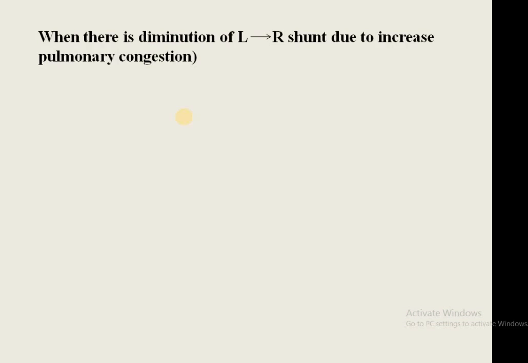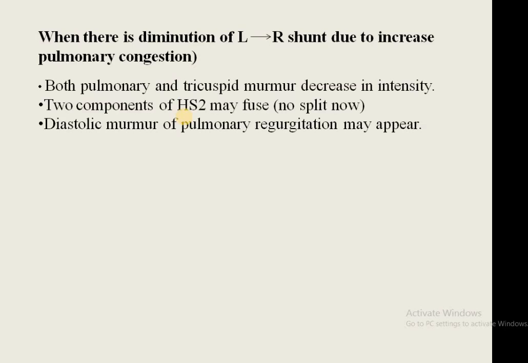Now, left to right shunt, gradually that shunting diminishes, or the magnitude of the passing of blood from left to right atria diminishes with increase in the pressure in the right atria. And how will you come to know that the shunting or magnitude of shunting has diminished? Number one, the pulmonary and tricuspid murmurs will decrease in intensity, because now there will not be overloading of the right atrium and right ventricle because of the decrease in the shunting. So the murmurs of tricuspid and pulmonary will decrease in intensity.